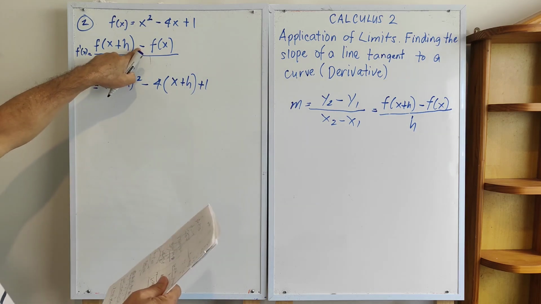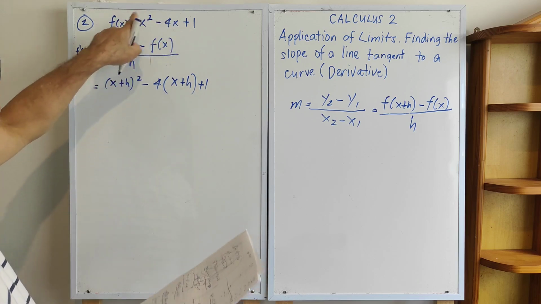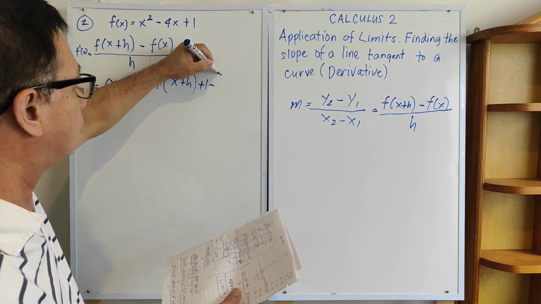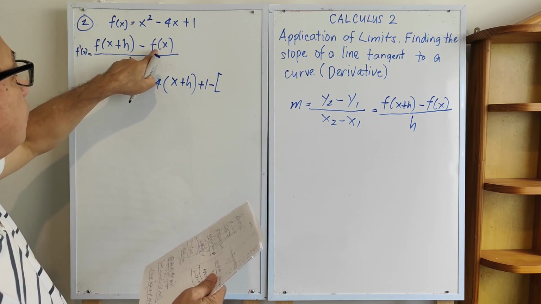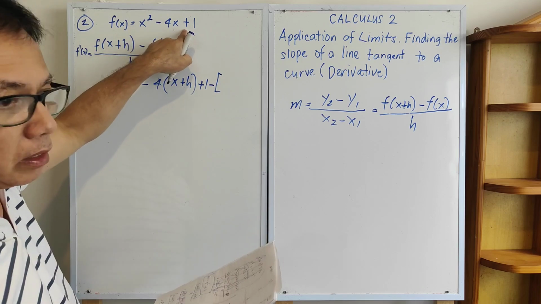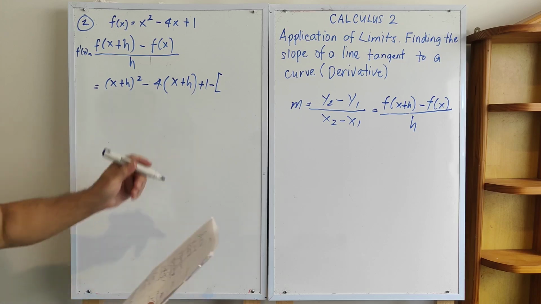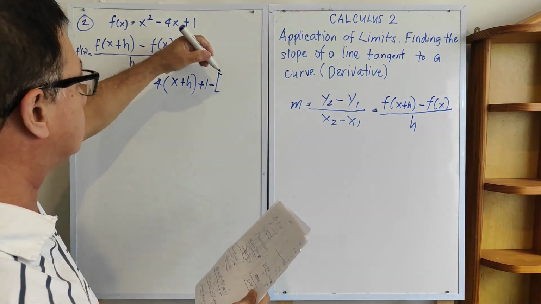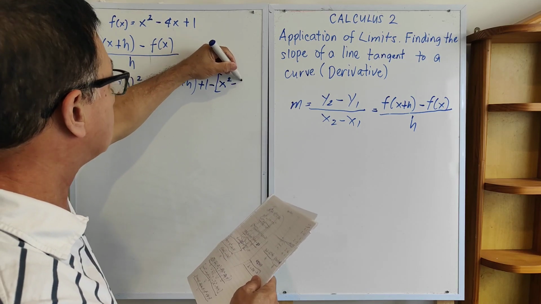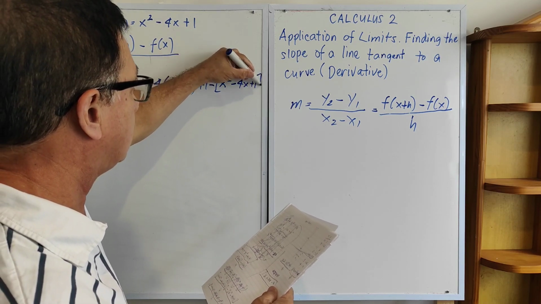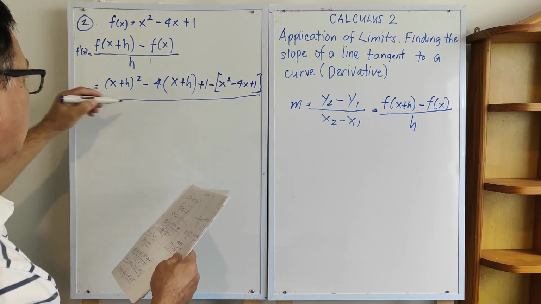So minus the function of x. I'll try to fit it in, I've used too much space. For the function of x, we just copy this one because that's the function of x. So that will be x squared minus 4x plus 1, and all over h.